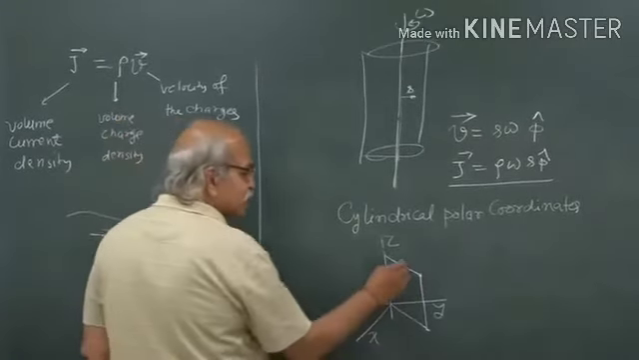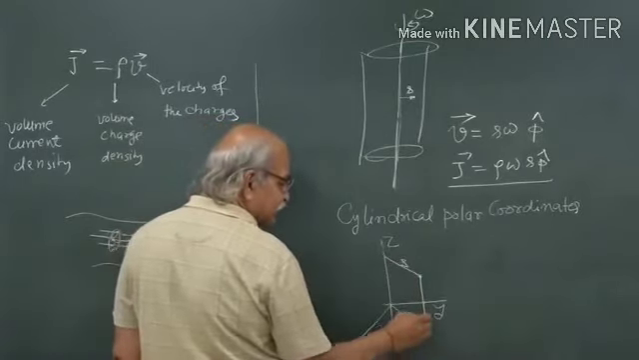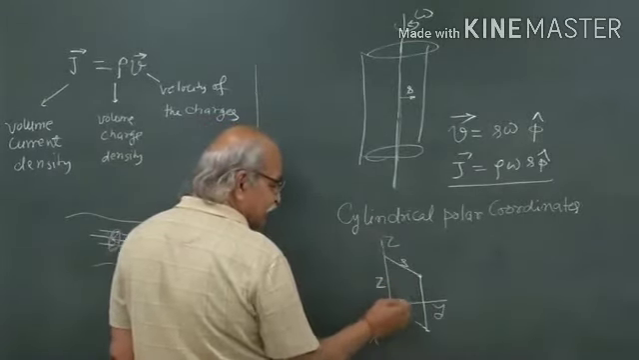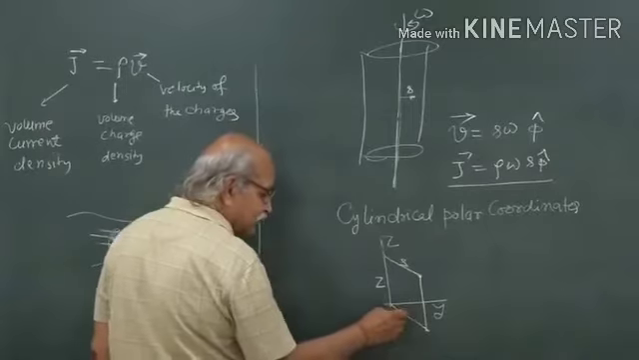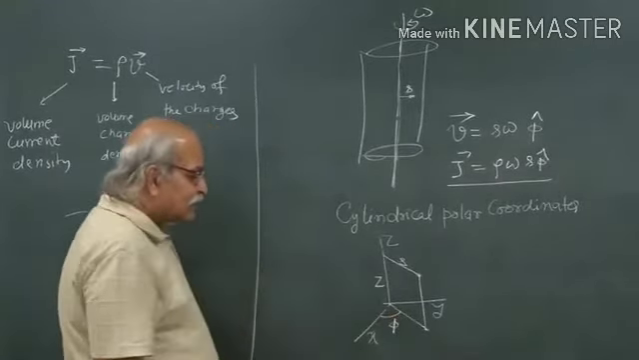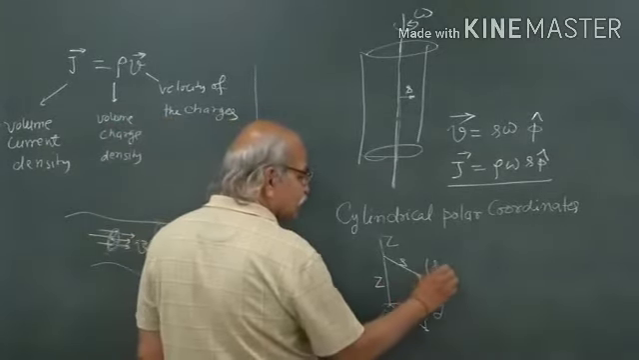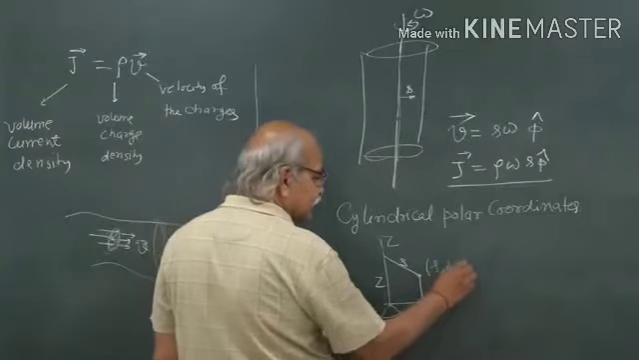Now, this distance is s, this distance is z, which is the same as this z, and this angle is phi. So, there are three coordinates: s, phi and z.